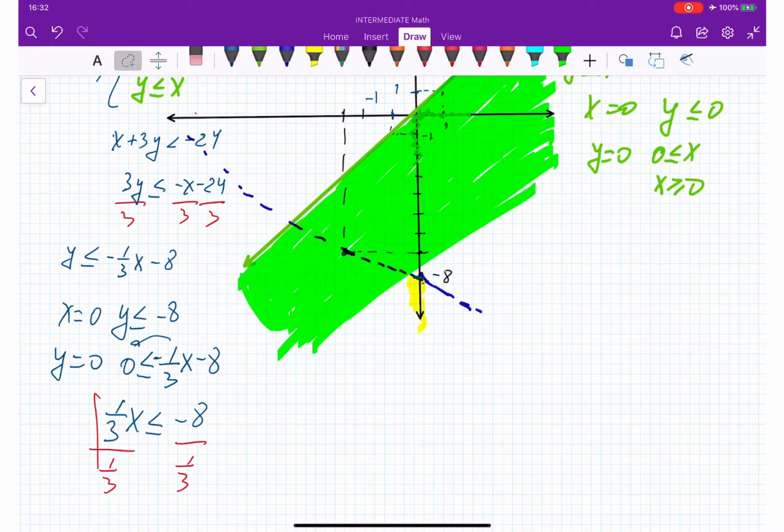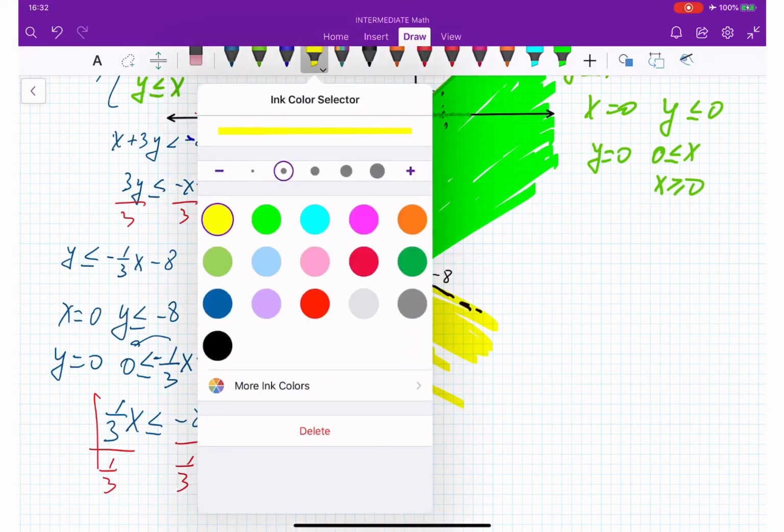So what's happening then? X is going to be less, which means it's going to be shaded this way, right? So this area for this graph, it's going to be shading going to go this direction. So where they are overlapping? They are overlapping in this area. Okay.